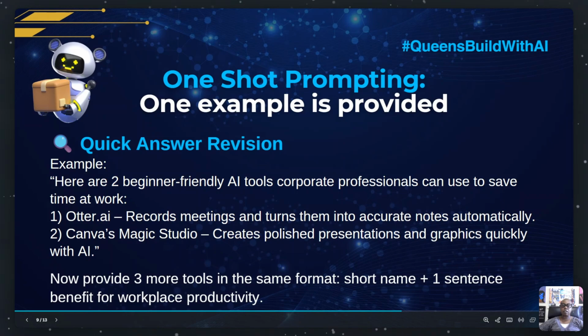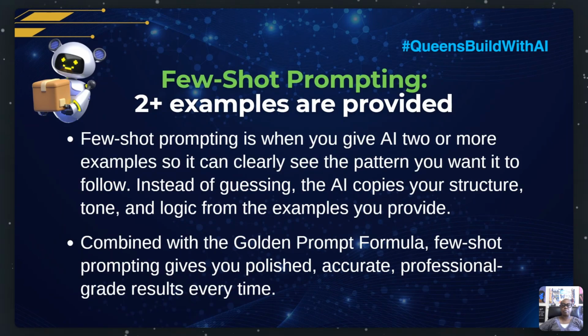Now, let's take a look at few shot prompting. Few shot prompting, again, is when you provide 2 or more examples so that your AI can clearly see the pattern. It's not guessing, and it knows that it can copy the structure, the tone, and the logic that you have given.